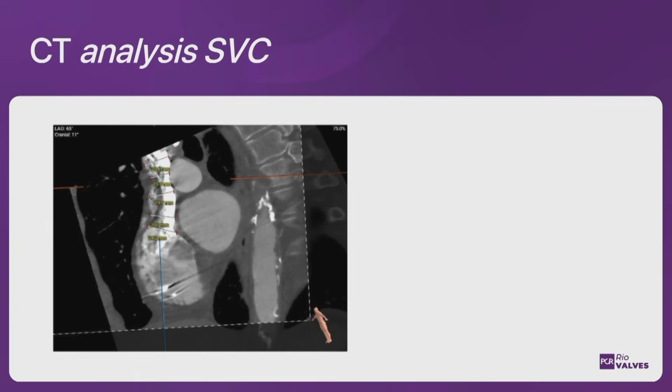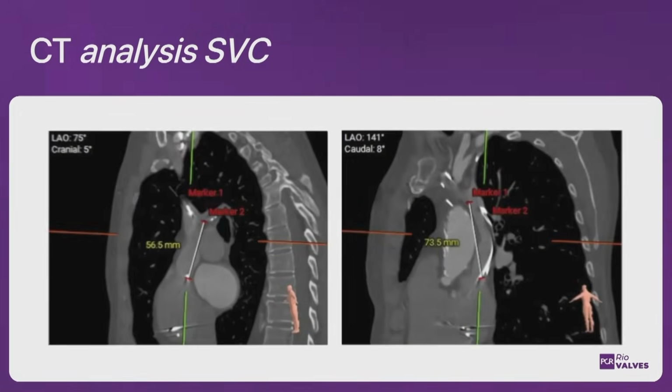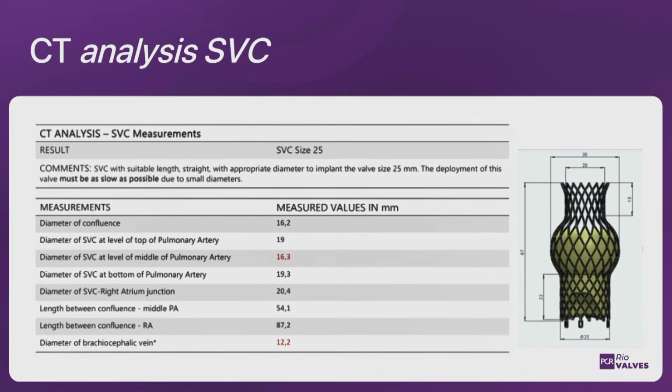Regarding the CT analysis, you see that the superior vena cava has a lot of measures. We think that the best node, and the one that we take into account the most, is at the level of the pulmonary artery, and it's around 19. The distance between the innominate veins and the bifurcation to the entrance of the atrium. So with all these measures, we decided that a 25 superior system is okay for our patient.